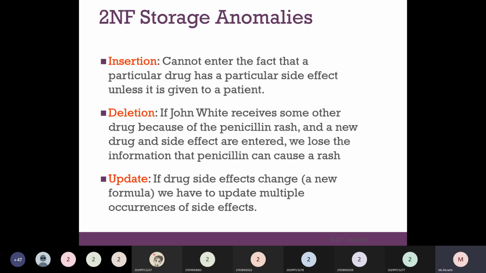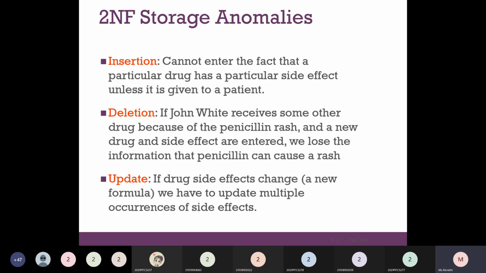So, is there any new anomaly? Is there scope for any new anomalies with respect to the operations? Let me discuss. Considering second normal form, we cannot enter the fact that a particular drug has a particular side effect until it is tested with a patient. So that is the first example, an insertion anomaly.